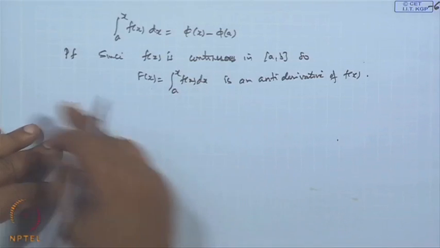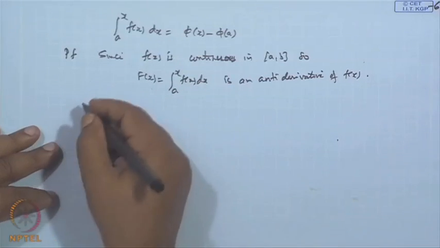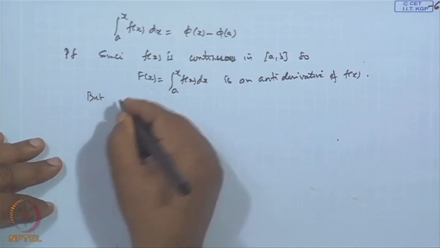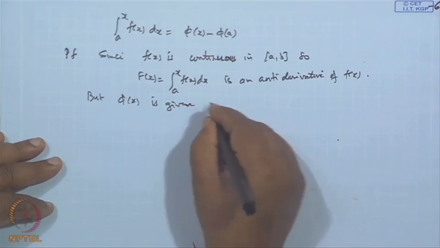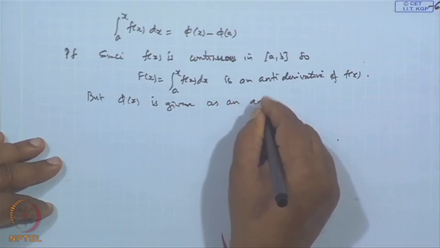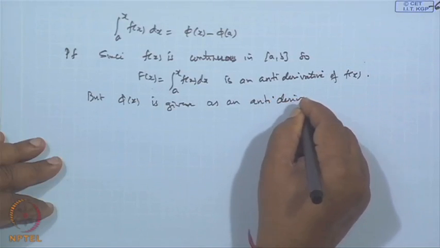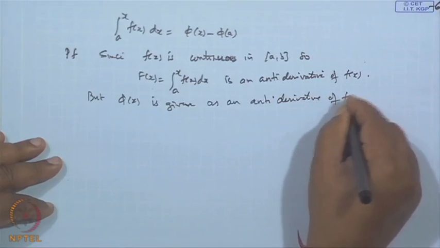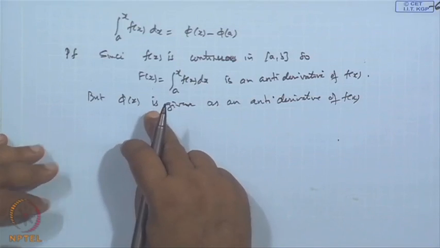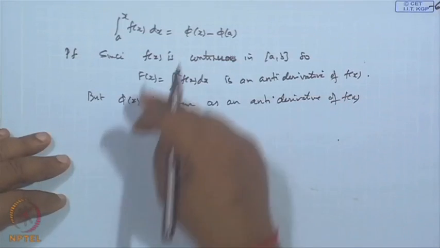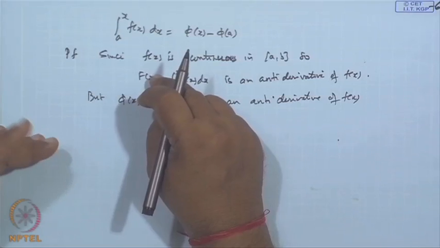Let us suppose phi is another antiderivative of f x, which is already given. If phi x is an antiderivative, then phi x plus a constant will also be an antiderivative. It means the difference between phi x and f x must be a constant.